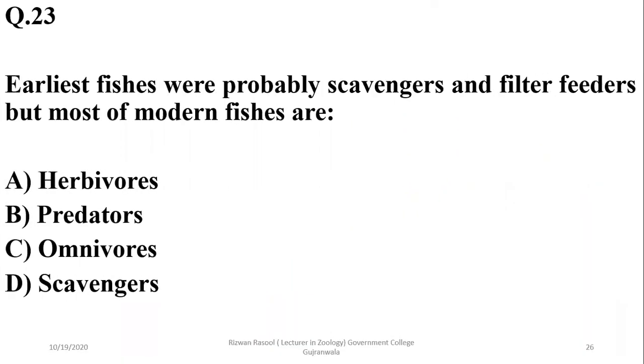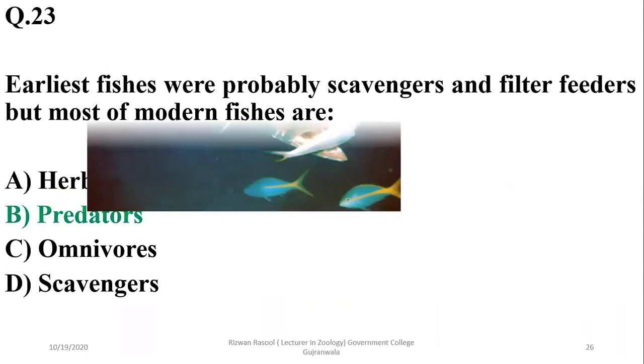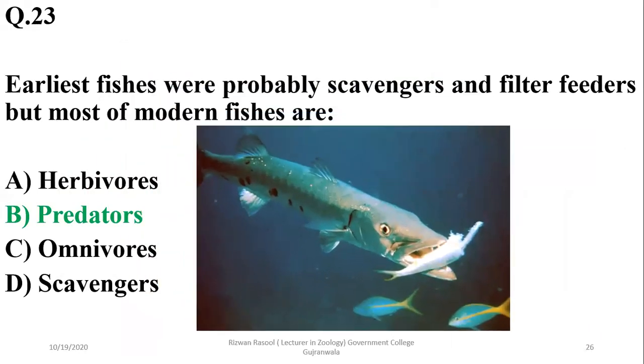Earliest fishes were probably scavengers and filter feeders, but most of the modern fishes have adapted to an agile or active lifestyle, being predators. So the right option is beta, that modern fishes are predaceous.